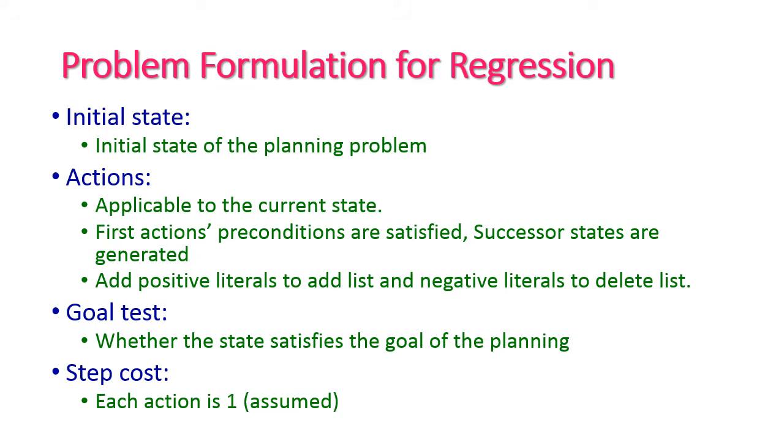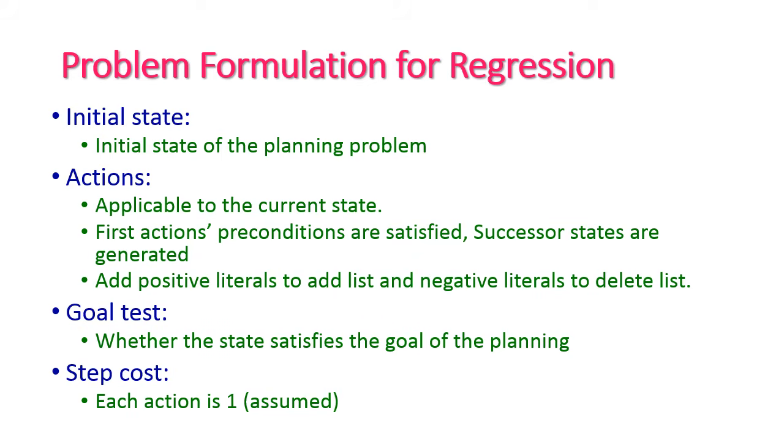And next, problem formulation of regression. The problem formulation is actually the same for both progression and regression. There are four terms. First one is initial state, actions, goal test and step cost. Initial state is the starting state of the planning problem. Actions are those which are applicable for the current state.